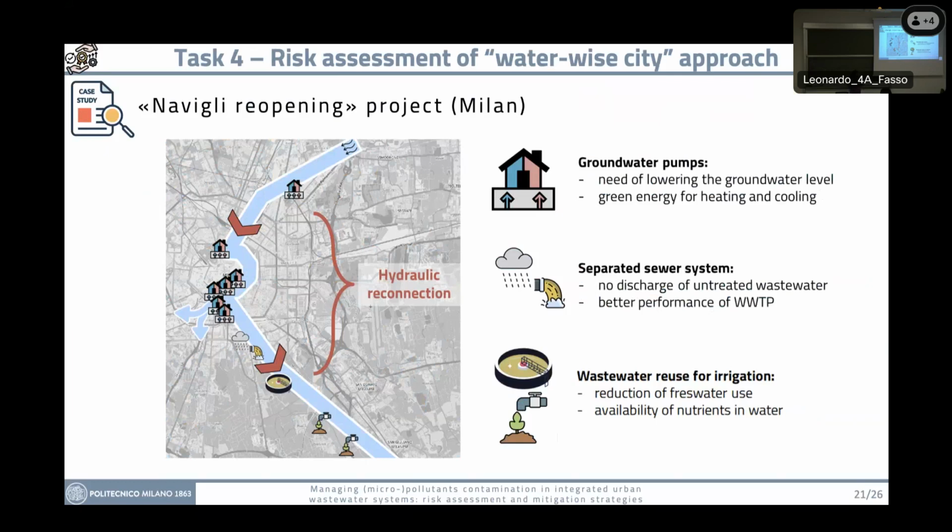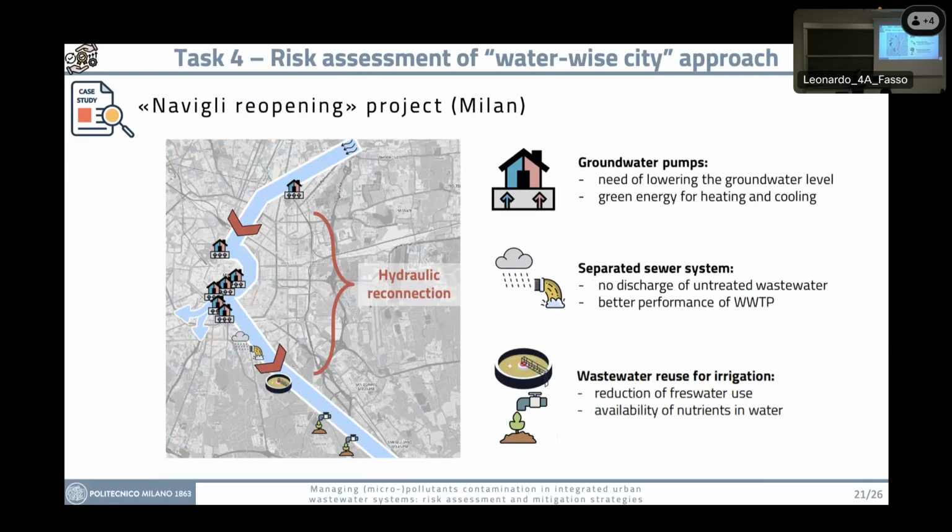And also, not only the hydraulic reconnection, but some green practices are foreseen, such as the groundwater pumps, because we have in Milan the problem of the increasing of the groundwater level, and we need to lower the level to maintain the underground infrastructure, like the metro. And moreover, with these pumps, we can use the water to generate clean energy. So there are some projects to use the water in this way, and we included this in our system.